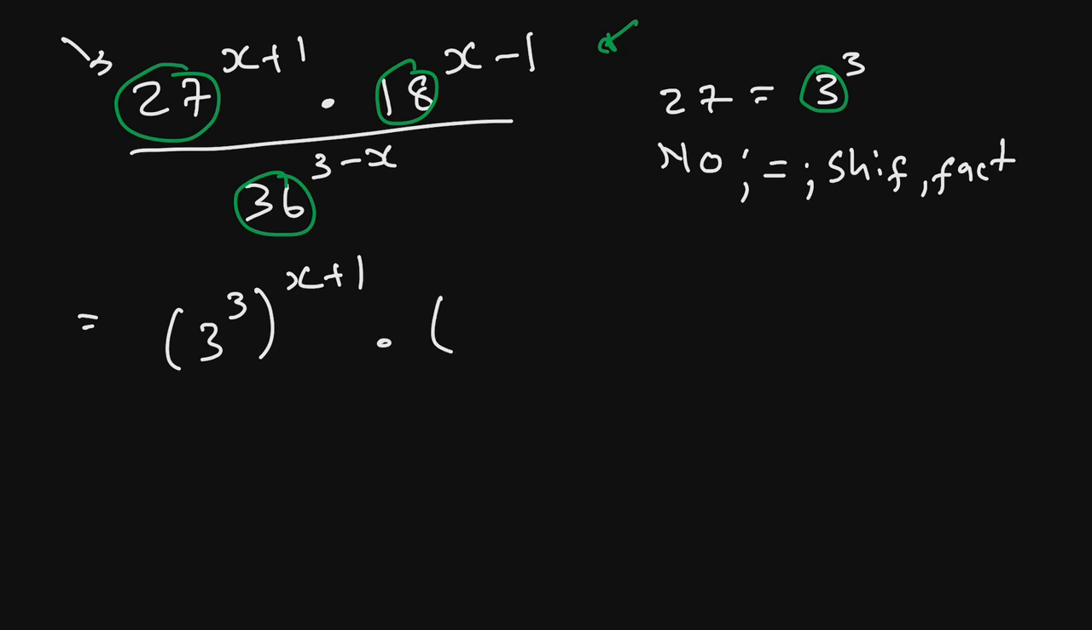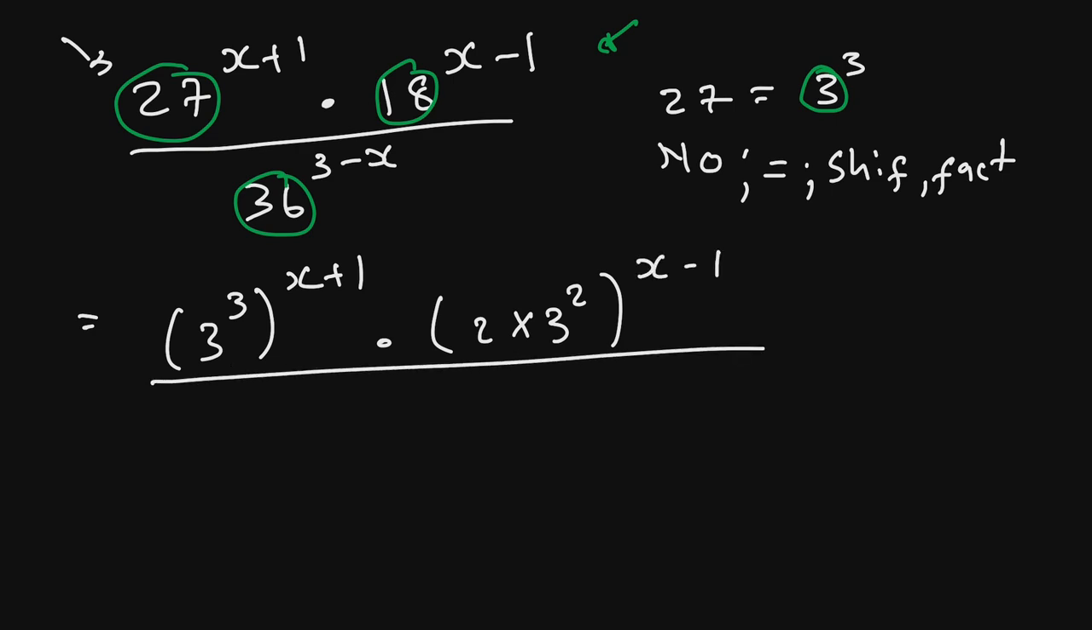So for 18, you do the very same thing. 18 equal shift fact, and therefore 18 is the same thing as 2 multiplied by 3 to the power of 2. You write it as it is from the calculator, and then you put all of it to the bracket if it is 2 terms, and then you raise it to the power of x minus 1.